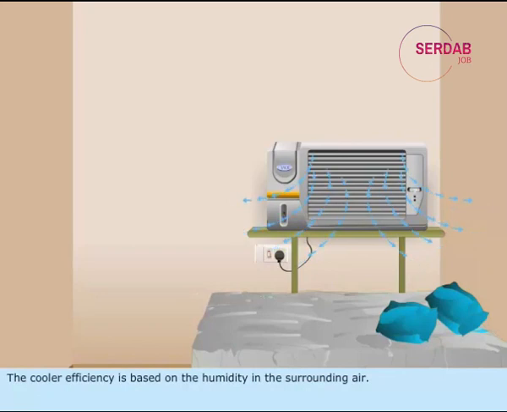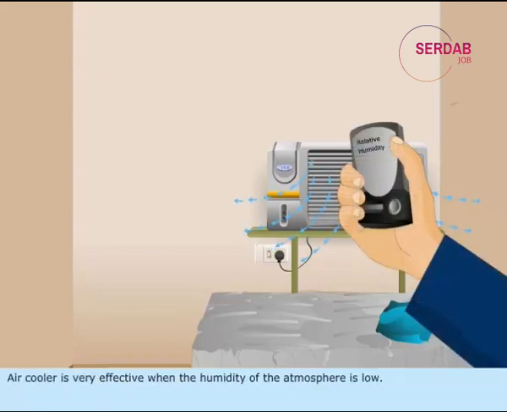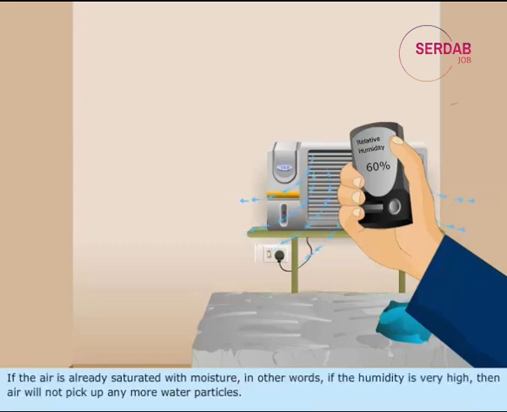The cooler efficiency is based on the humidity in the surrounding air. Humidity is defined as the percentage of moisture in the air. Air cooler is very effective when the humidity of the atmosphere is low. Its efficiency becomes low when humidity level rises. If the air is already saturated with moisture, in other words, if the humidity is very high, then air will not pick up any more water particles.